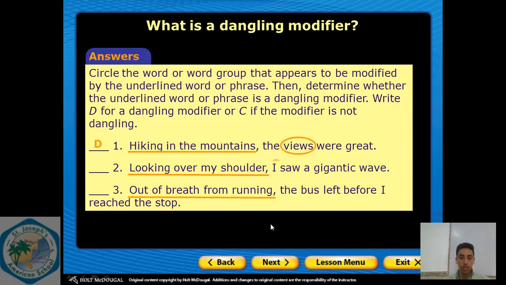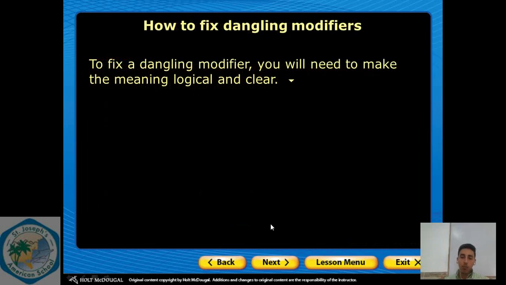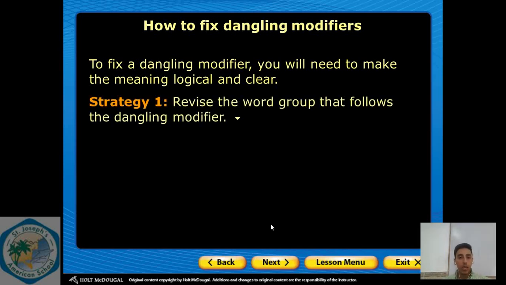So here are the answers. The second one is correct. The rest, if you did them right, you got them right, so you are great. Now we are going to the second part of the lesson, which is how to fix a dangling modifier. You will need to make the meaning logical and clear. However, there are different ways to do this.